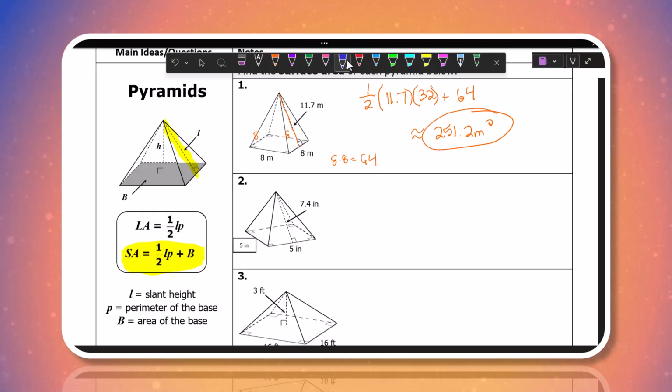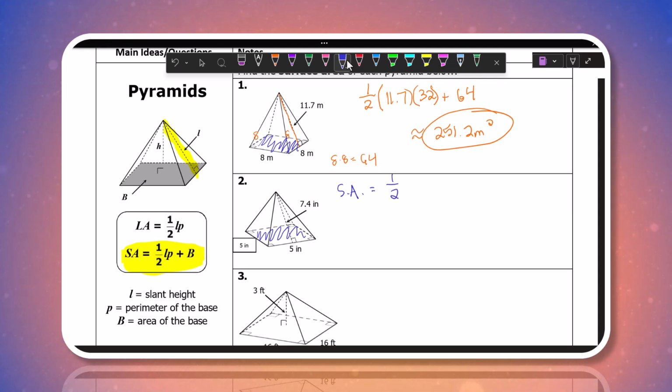Number 2 is basically the same type of idea. Our surface area, because it is a square pyramid, we have the base, which is a square because it's 5 by 5, just like we had up here with our 8 by 8 square.